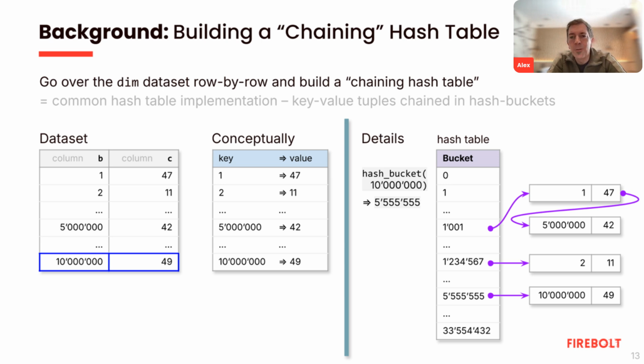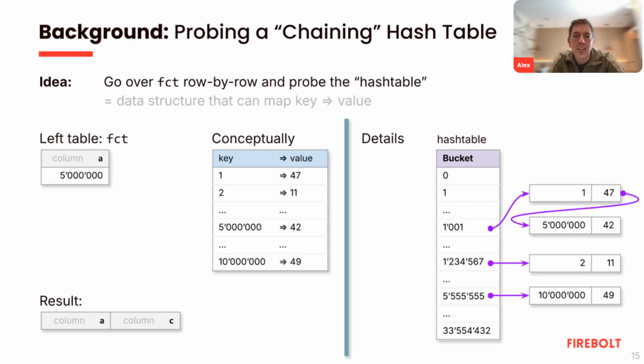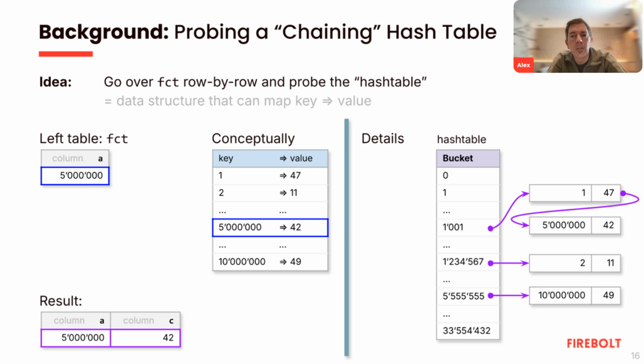Okay, how do we use it in the probe phase? As mentioned, we go over this fact table row by row and probe the hash table. On the left, you have the fact table with only this one row, 5 million. So conceptually, we want to look up the key 5 million and its value, 42, and that would give us the result. In the bottom, how do we do this in detail with the data structure that we just built up? We compute, again, the hash bucket of 5 million, which is the 1001 bucket that we've seen before. Then we go over the entries in that bucket.